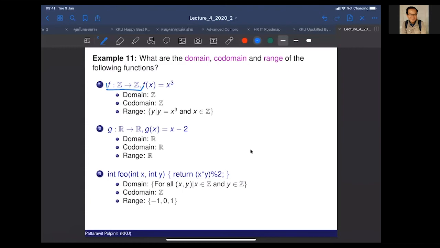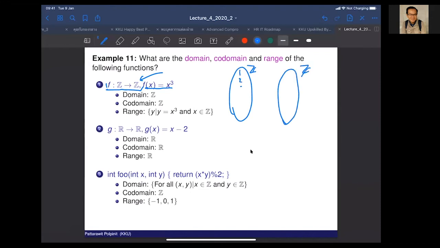In this case, the codomain is the set of integers, but for the range or the image, not every integer will be used or will have a connection, right? Because this function is f of x equals x cubed. Let's say x is 1. Let's say this is the first set, and this is the second set. Let's say 1, 2, 3, dot dot dot. Then this: 1, 2, 3, 4, 5, 6, 7, 8, and then 9.